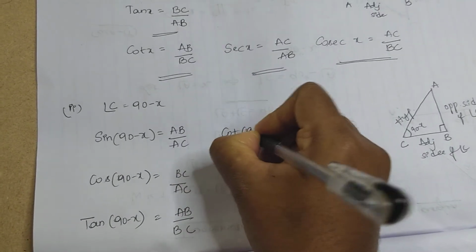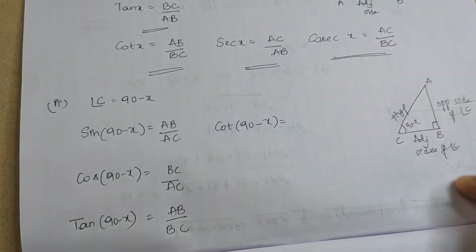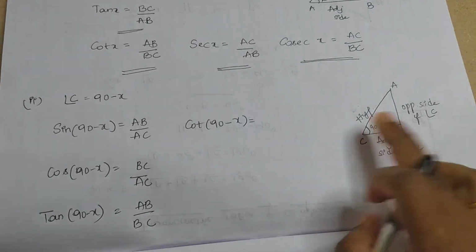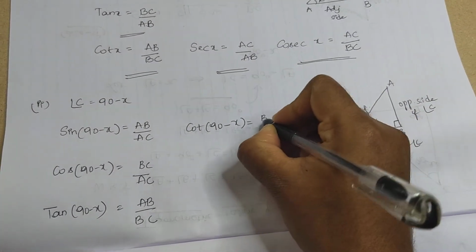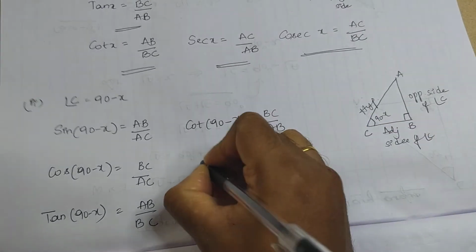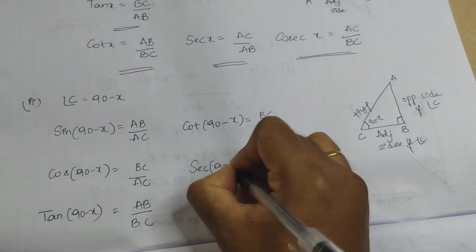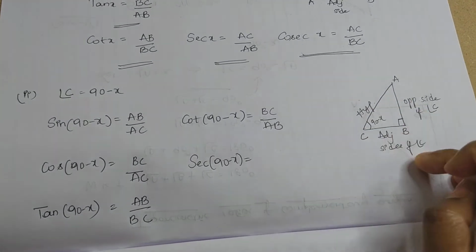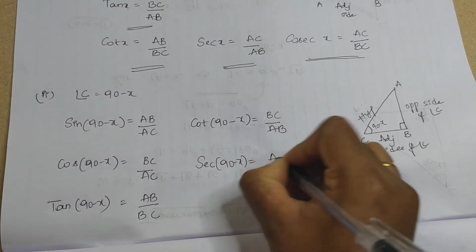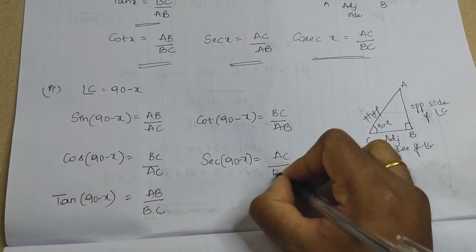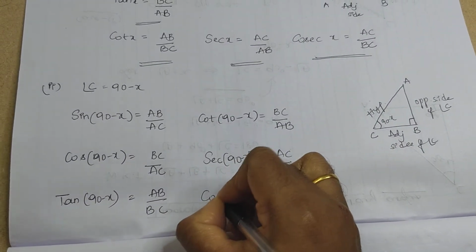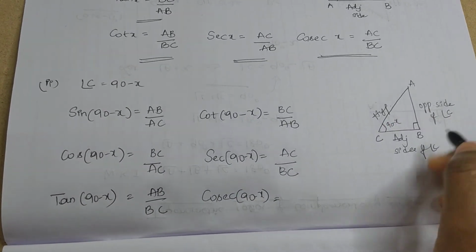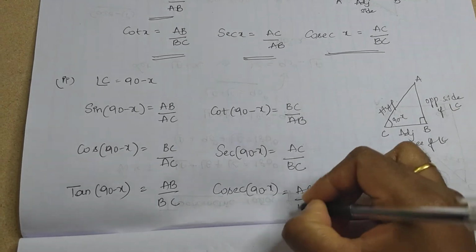Cot of 90 minus x equals to, what is cot of 90 minus x? It is adjacent side by opposite side, nothing but BC by AB. Secant of 90 minus x equals to, what is secant of 90 minus x? It is nothing but hypotenuse by adjacent side, so that is AC by BC. Cosecant of 90 minus x equals to hypotenuse by opposite side, that is AC by AB.